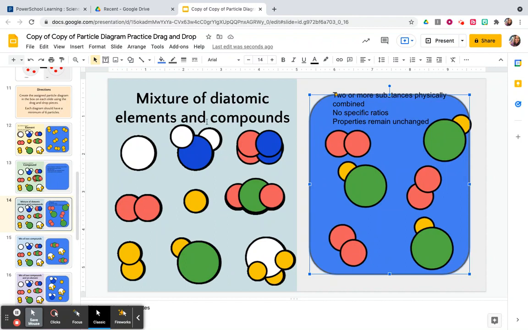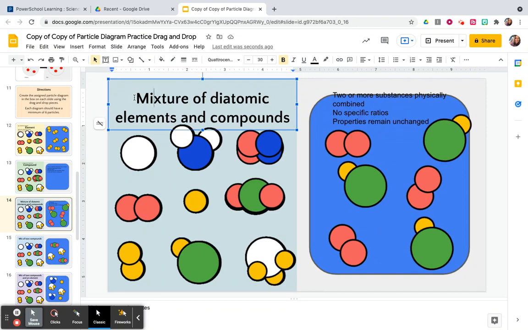Now we're going to look at what we did. A mixture of diatomic elements: diatomic element, diatomic element, diatomic element. Compound, compound, compound. What form is this in? This is a gas, so a gas mixture. How do I know it's a gas? It's filling up its container. They're spread out, not strongly attracted to each other, and there isn't a definite shape.